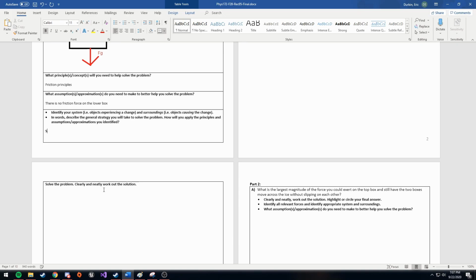Okay, the system is the top box. And then the surroundings: the bottom box, you, and Earth.